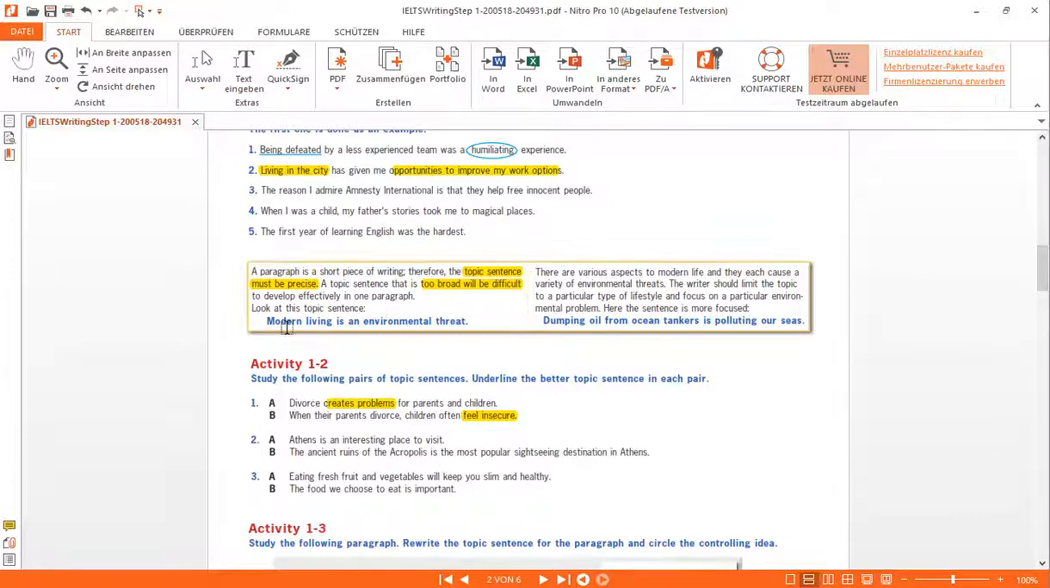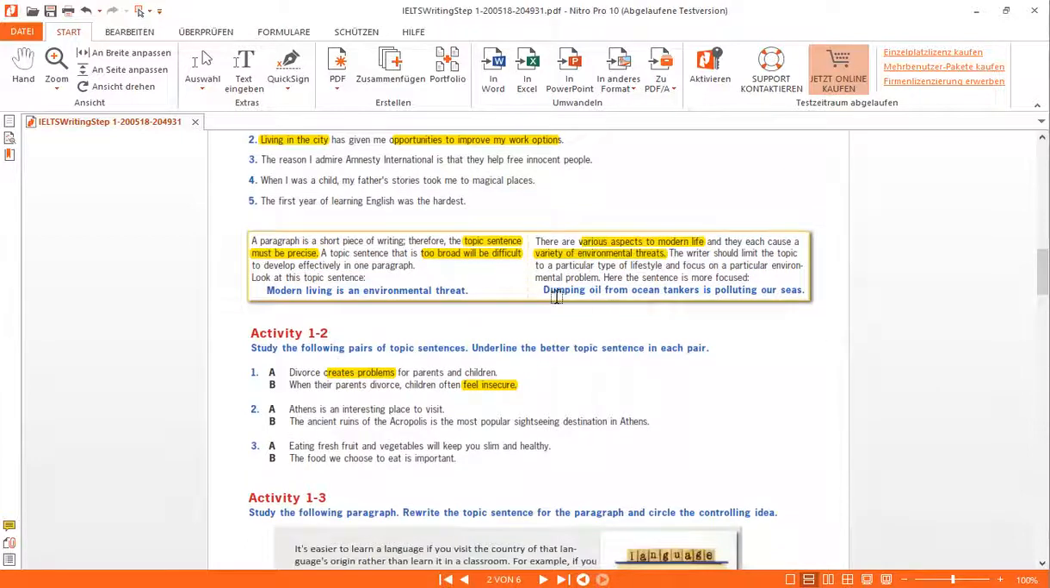Let's take a look at a too broad topic sentence and compare it to a very narrow topic sentence. "Modern living is an environmental threat." This is a very, very broad topic sentence because there are various aspects of modern life and a variety of environmental threats. So which ones are you going to talk about? In this sentence, we see a narrowing of the discussion: "Dumping oil from ocean tankers is polluting our seas." That is very specific, all right? You don't want to make the funnel too big, okay?